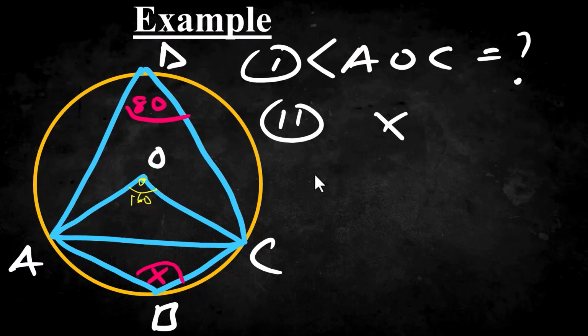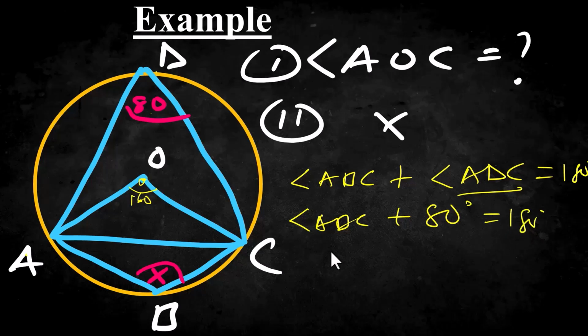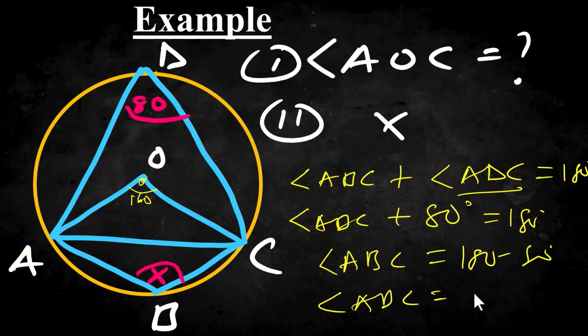Now to find X is simply angle ABC, that is X, plus angle ADC, that is 80, equals 180. So angle ABC plus 80, ADC, equals 180. So angle ABC equals 180 minus 80. So angle ABC is straight away 100 degrees. So this side is 100. So the sum of these angles gives us 180 degrees. Okay, that's that.